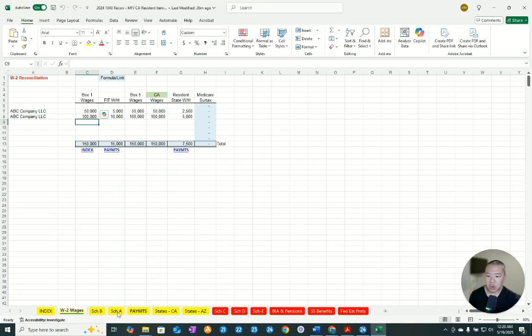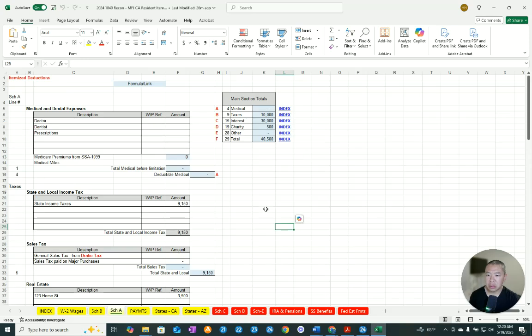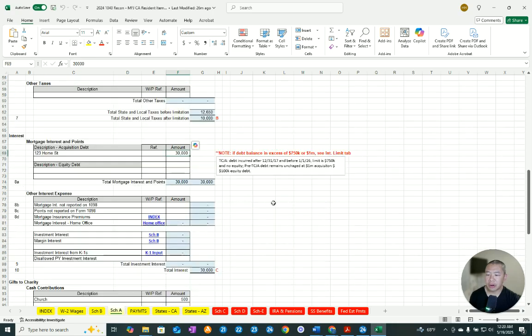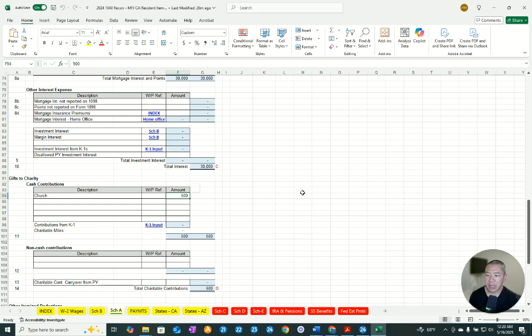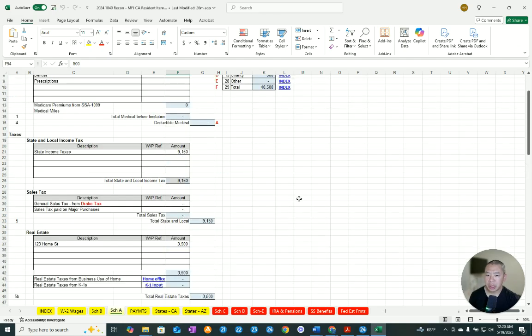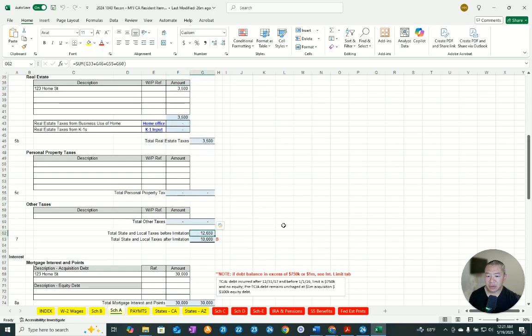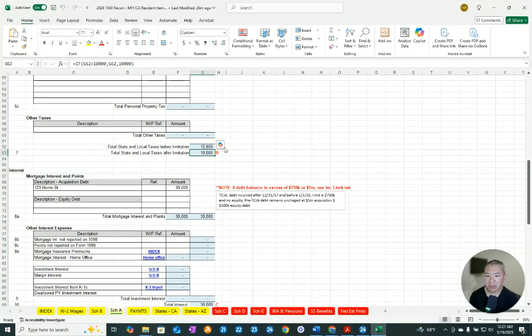I input that into my 1040 reconciliation, which is right here: $3,500 in real estate taxes, $30,000 in mortgage interest, and $500 in church donations. As you can see, there's also state income taxes paid, which is the California taxes withheld, plus the California state disability amounts, which totals $9,150, plus the $3,500 is $12,650. And for federal, the $10,000 is limited, so you can't take more than $10,000 of taxes.